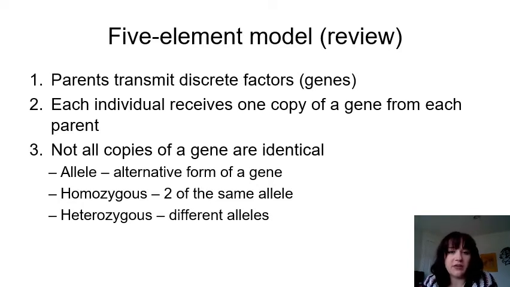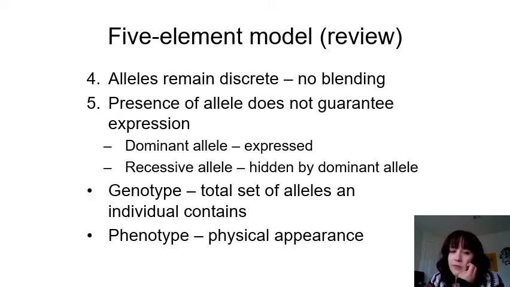And not all copies are identical, right? These variants of a gene are called alleles. And when you have 2 of the same allele, it's called homozygous. And when an individual has 1 of each allele, it's considered heterozygous.